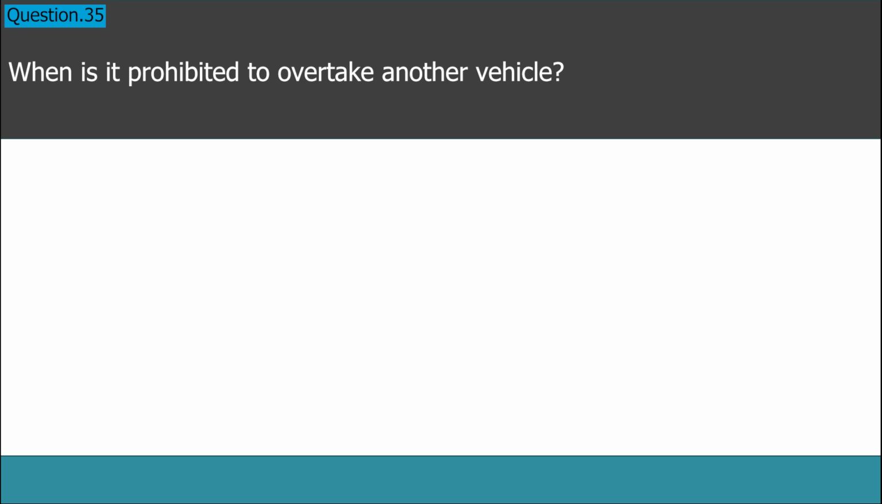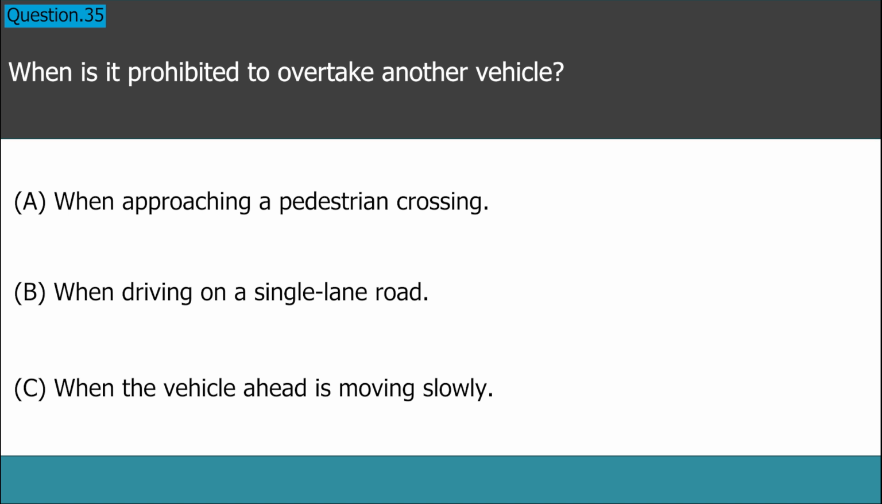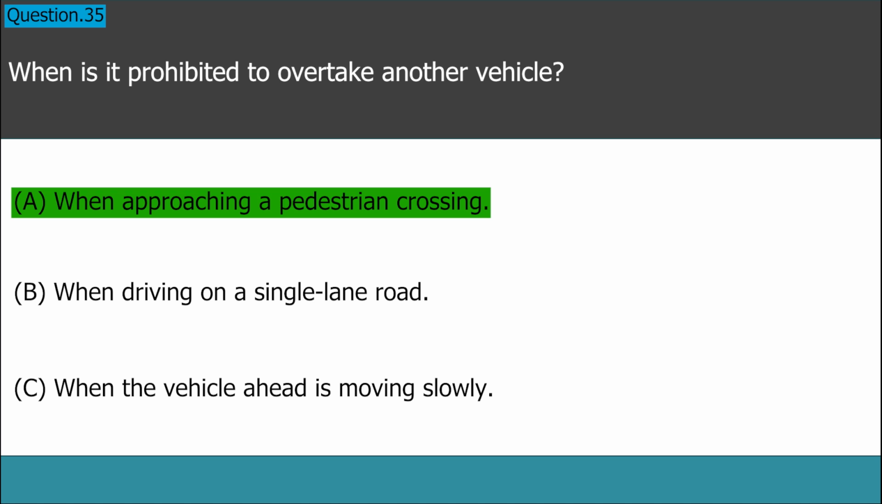When is it prohibited to overtake another vehicle? A. When approaching a pedestrian crossing. B. When driving on a single-lane road. C. When the vehicle ahead is moving slowly. Answer: A. When approaching a pedestrian crossing. Overtaking near pedestrian crossings can be dangerous and is prohibited.